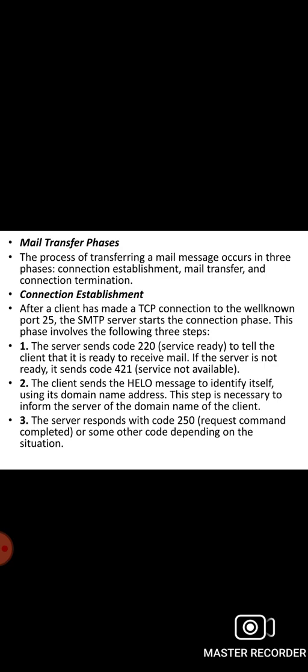So, for example, after the client has made a TCP connection to the well-known port 25, the SMTP server starts the connection phase. This phase involves three steps. First, the server sends the code 220, which means that the service is ready to receive a mail. If the server is not ready, it sends the code 421, which means that the service is not available.